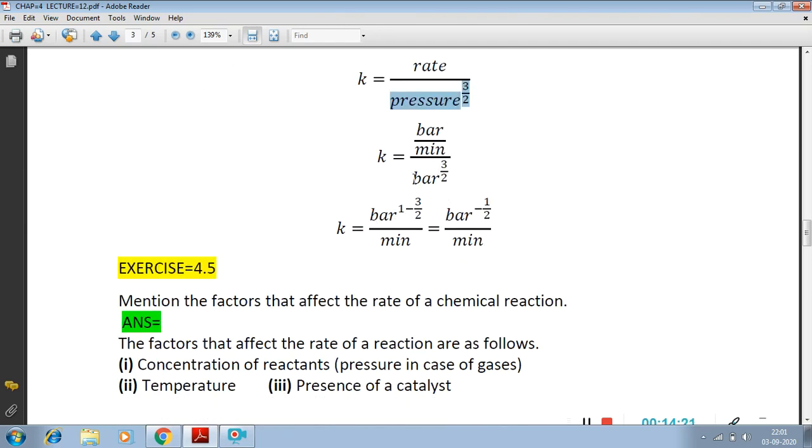Now from this equation you can solve that. Bar raised to 1 minus 3 by 2 divided by minutes. So the unit of K is equal to bar raised to minus 1 by 2 divided by minutes, or you can write bar raised to minus 1 by 2 into minutes raised to minus 1.